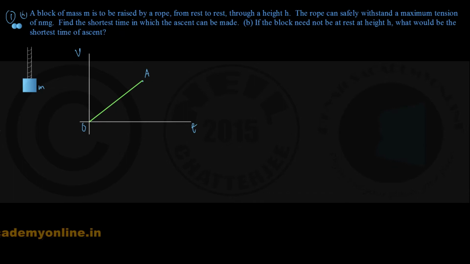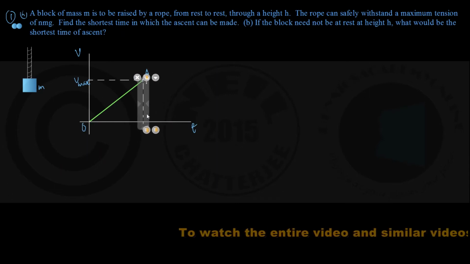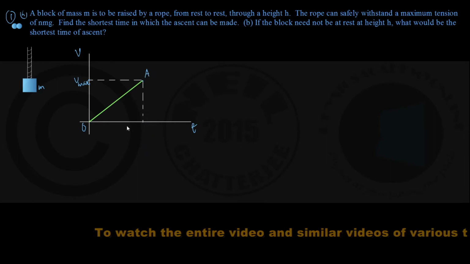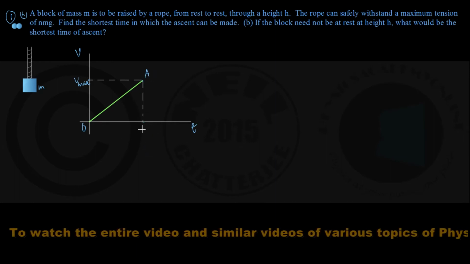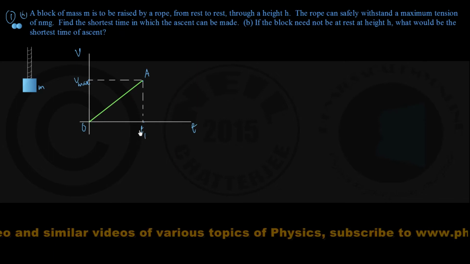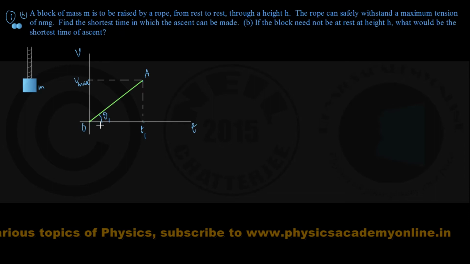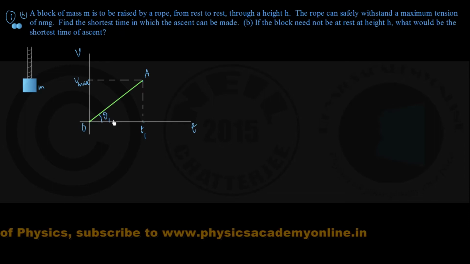You understand that at the end of this accelerated motion, the block attains the maximum velocity during its ascent. Let me call that Vmax. If the accelerated ascent takes place over a time of t1, then you drop a perpendicular from point A onto the t-axis, and this point represents a time of t1. Suppose this straight line OA makes an angle of theta 1 with the t-axis. In that case, acceleration a is equal to tan theta 1, that you know from the classes on kinematics.